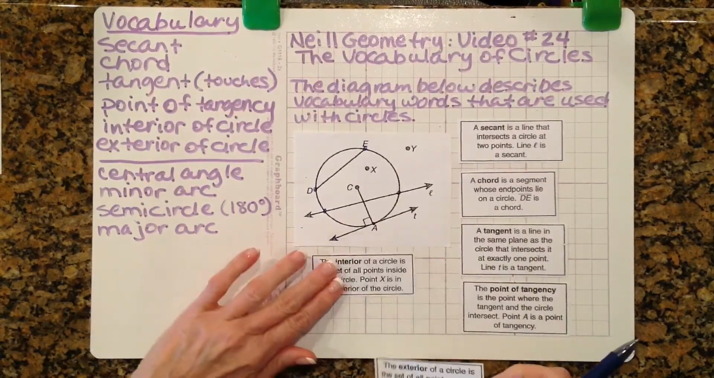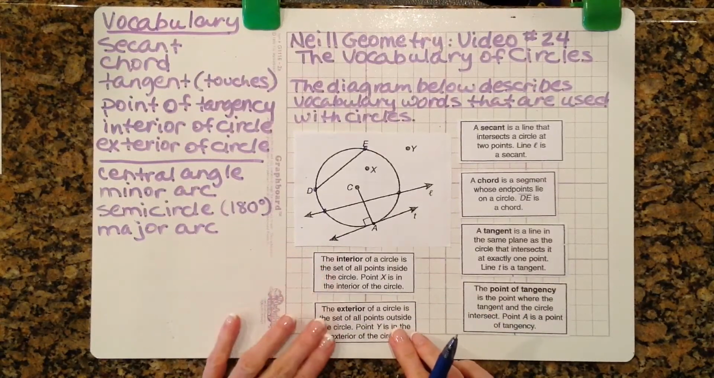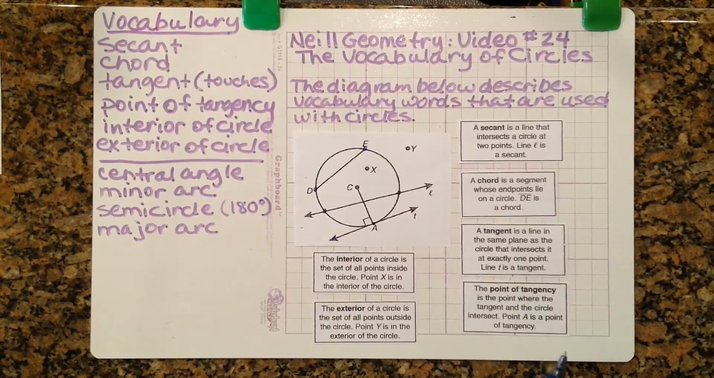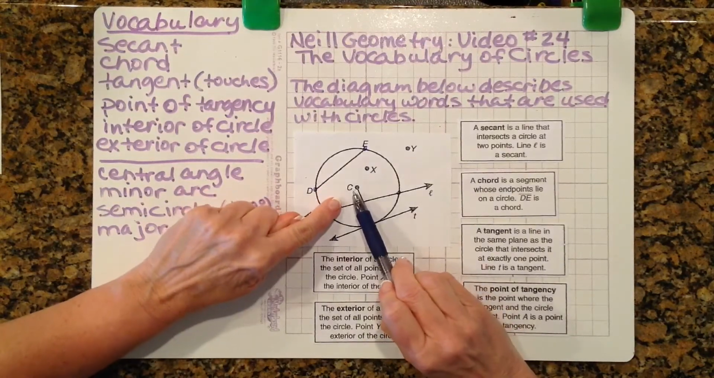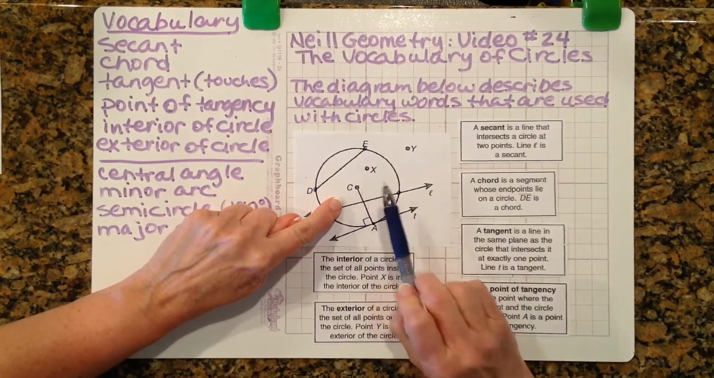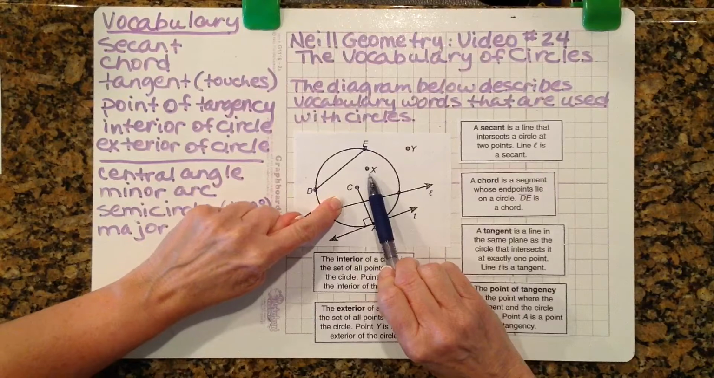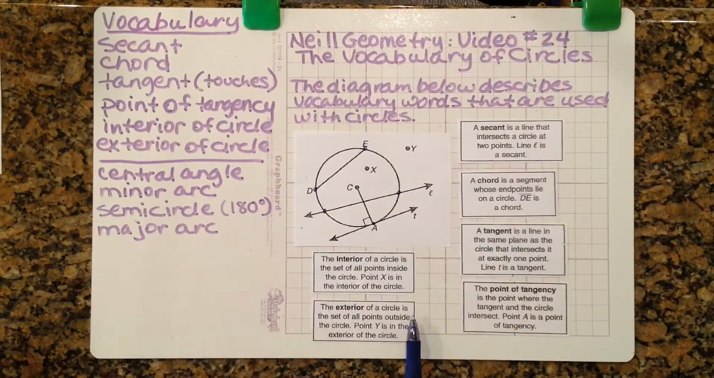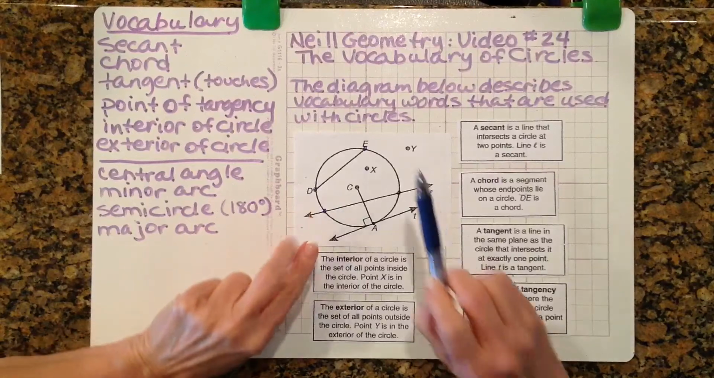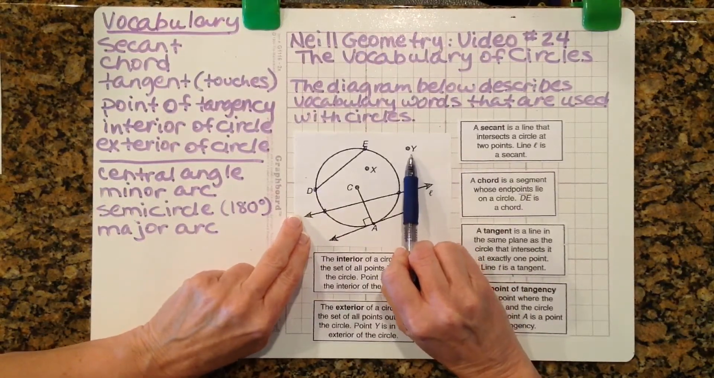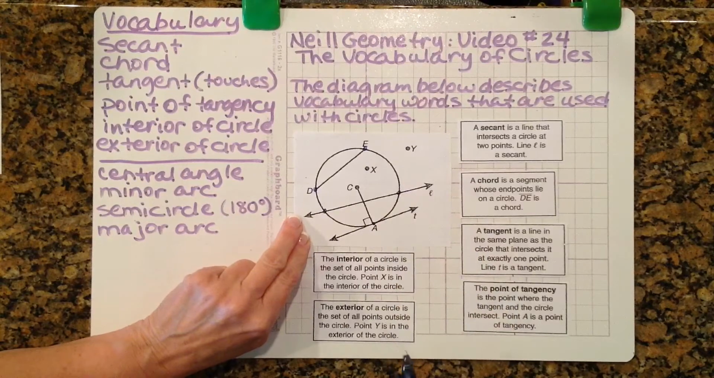Okay, let's talk about the interior and the exterior of the circle. The interior of a circle is a set of all points inside the circle. Point X is the interior of the circle. So is point C. Point C is the center of the circle, and it's in the interior. And point X is in the interior also. Okay, exterior. The exterior of a circle is a set of all points outside the circle. Point Y is in the exterior of the circle. So the exterior is on the outside. Look at point Y out here. He's just floating around by himself out there.